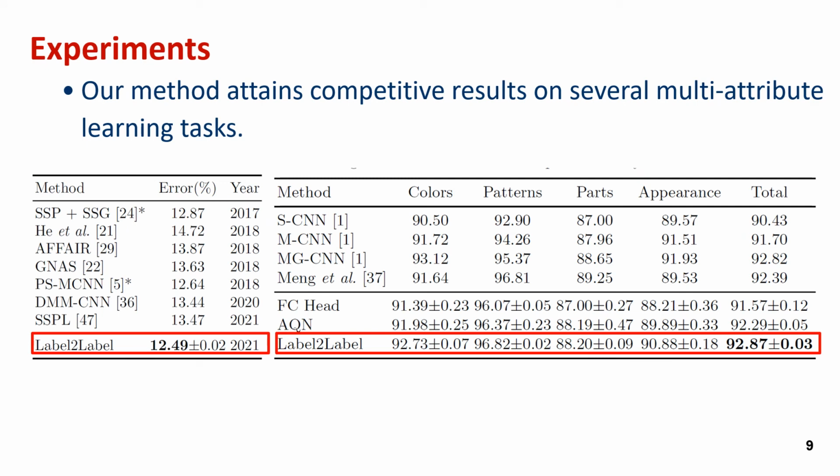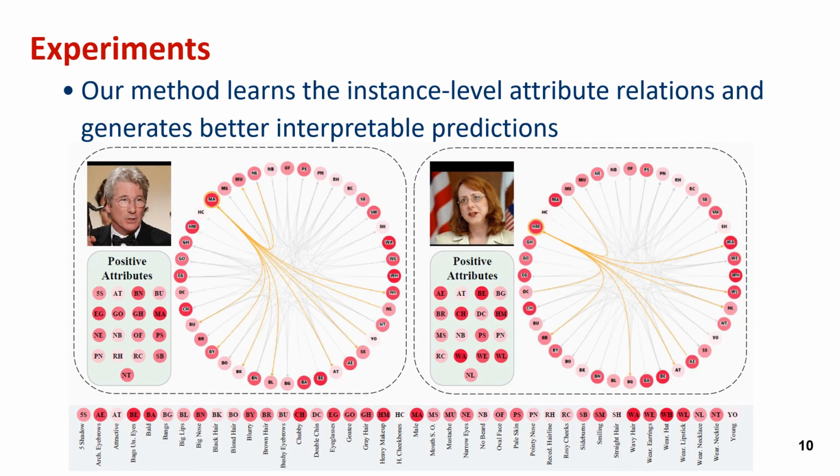Results on several tasks show that our approach achieves SOTA results compared to highly tailored task-specific methods. Our method also generates better interpretable predictions. We visualize the attention scores in the transformer decoder. The positive attribute labels of each sample are listed in the corresponding bottom left corner.